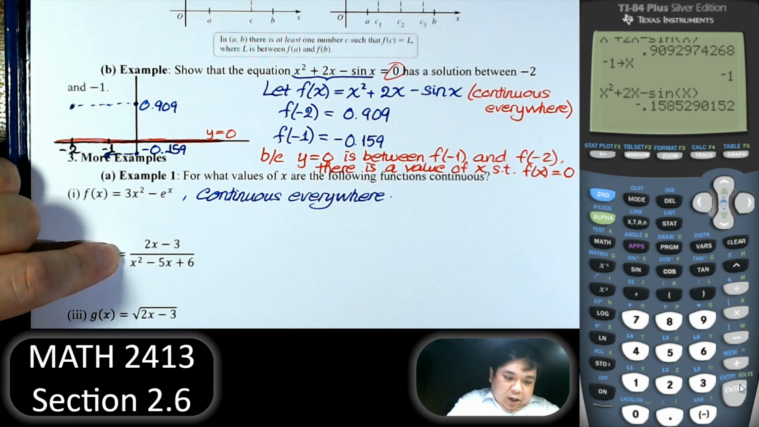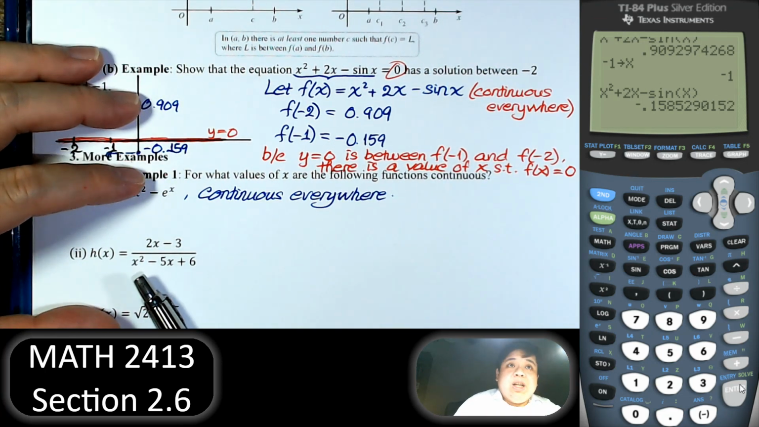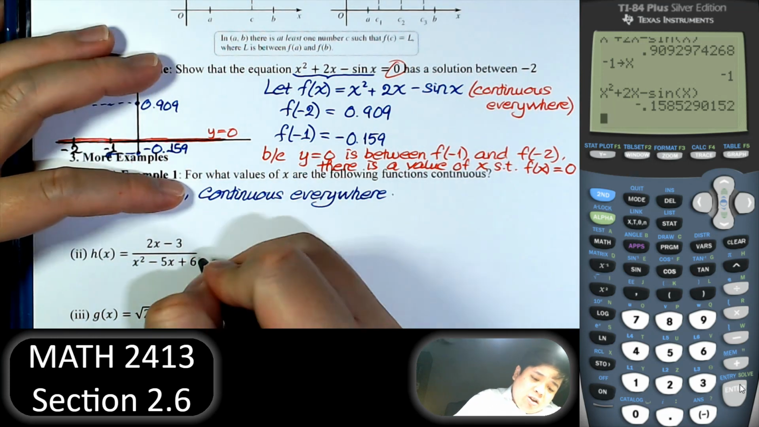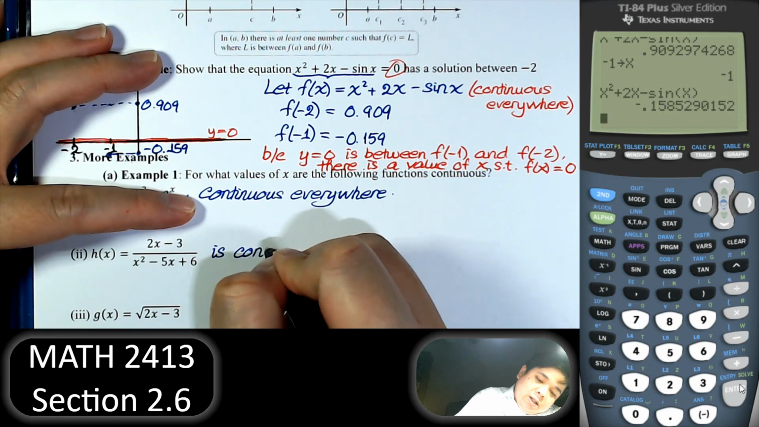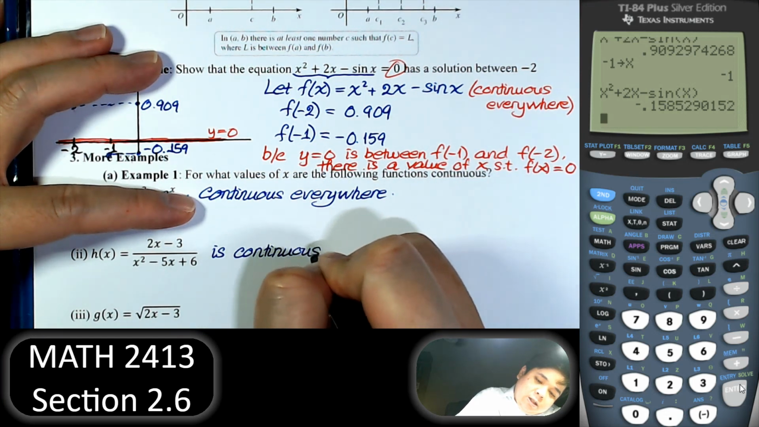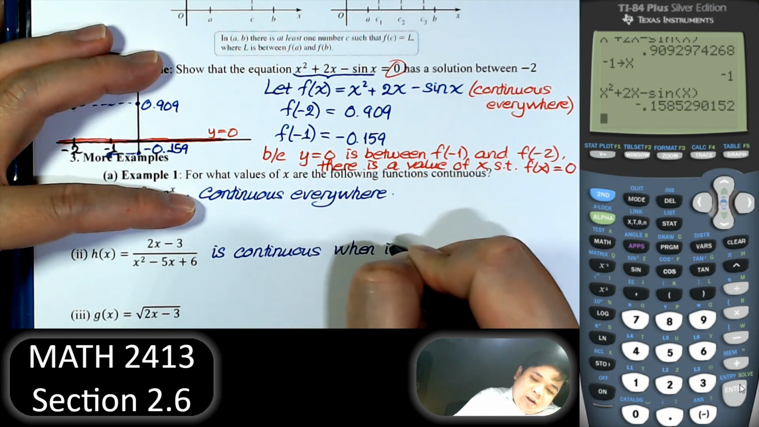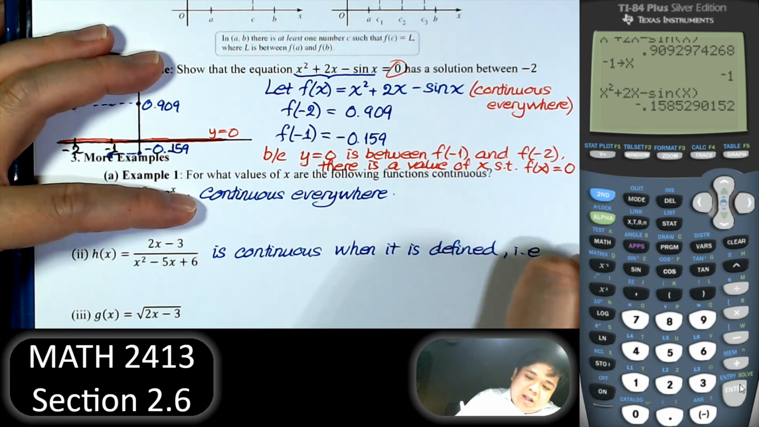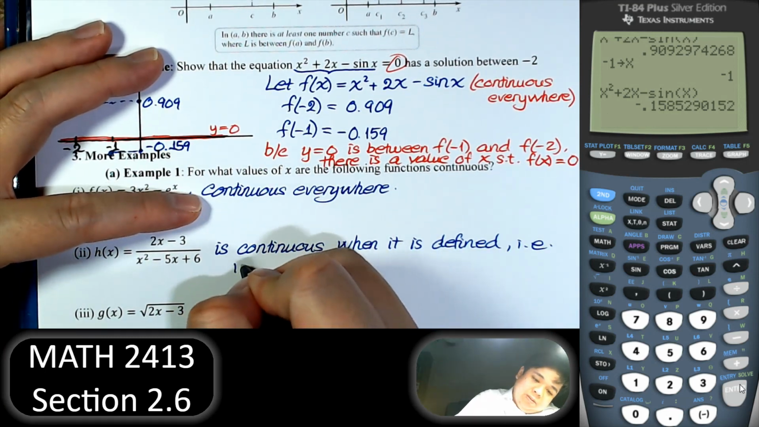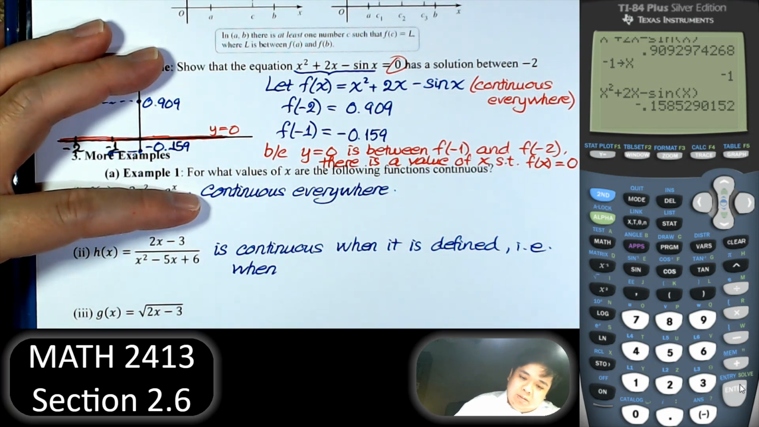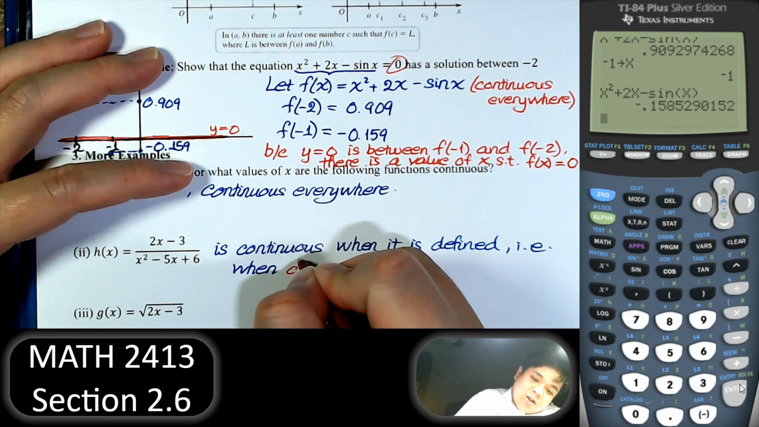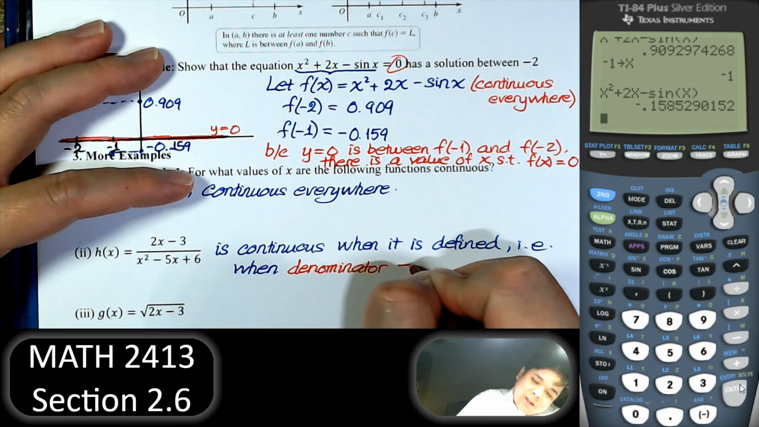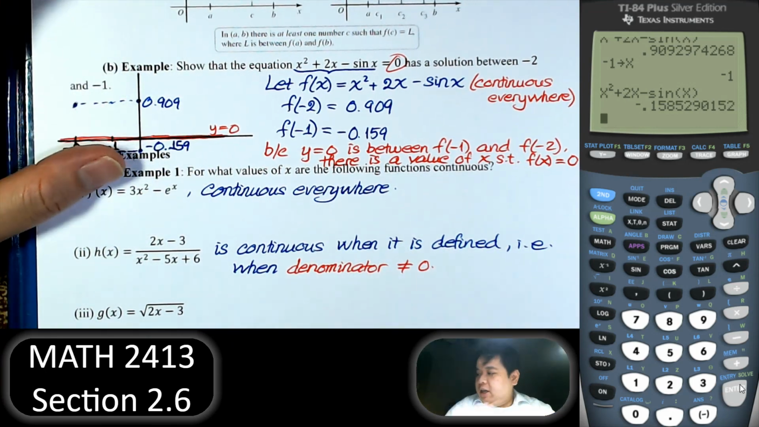Right, next, this one we have the denominator. It is continuous. It is defined if the denominator is not equal to 0. So I will write this function is continuous when it is defined, meaning that when the denominator is not equal to 0, for every rational function. That's what we have. Notice the wording here.